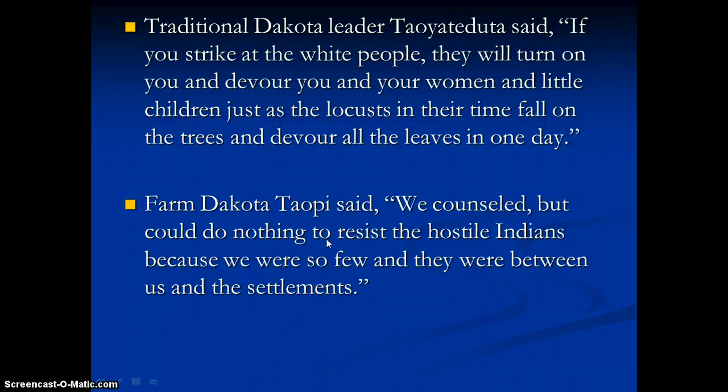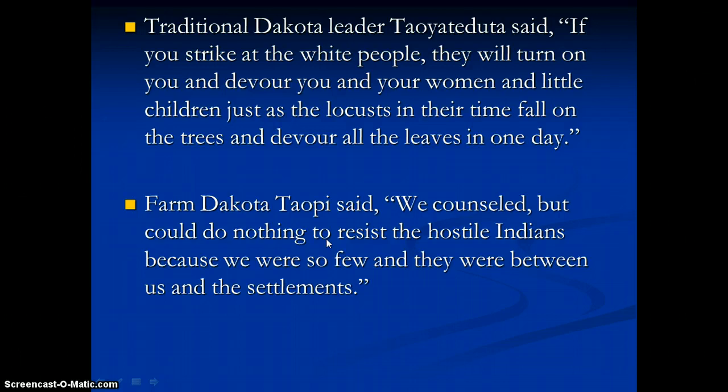The traditional Dakota leader Teoteduta said, if you strike at the white people, they will turn on you and devour you and your women and little children, just as the locusts in their time fall on the trees and devour all the leaves in one day. He didn't want to go to war. He knew that they weren't going to win, but he stood beside them, and still went on to lead them.